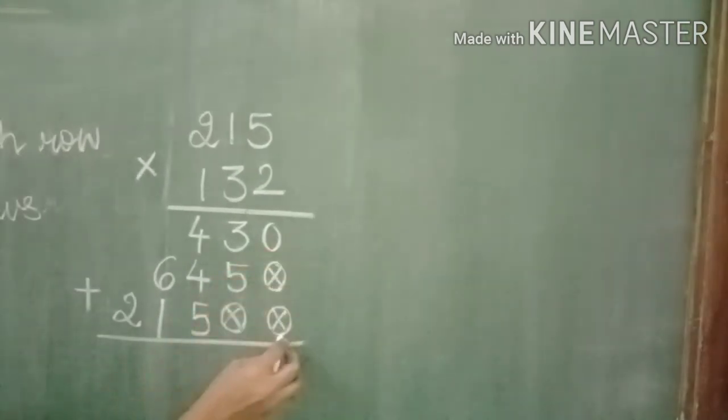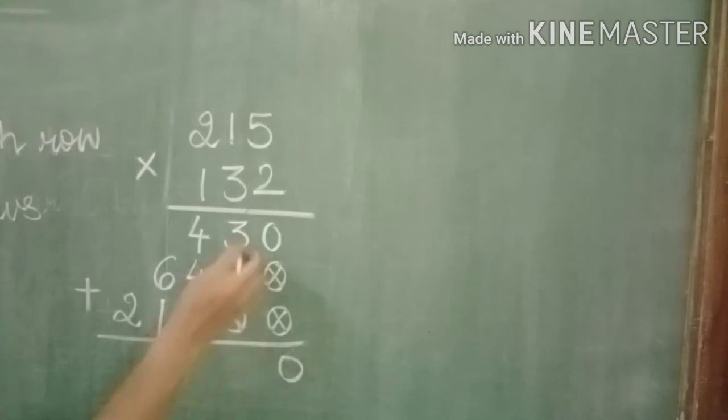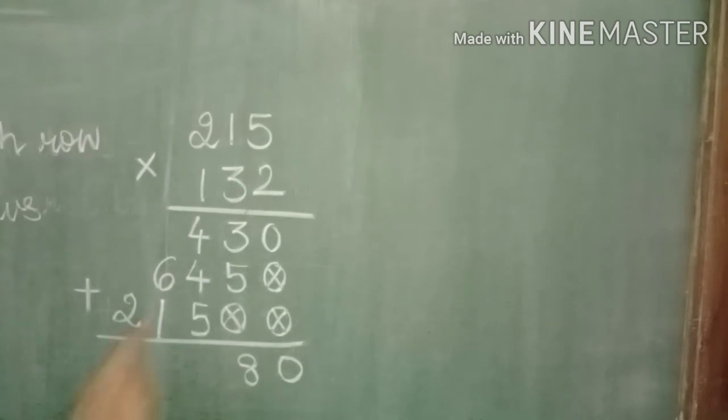Now 0 plus 0 plus 0 becomes 0. 3 plus 5 plus 0 becomes 8. 4 plus 4, 8. 8 plus 5 becomes 13. 3 written down, 1 should be carried mentally. 6 plus 1, 7, 7 plus 1 becomes 8, and 2 because no numbers have been written. So what is the final answer? The final answer is 28,380. Now let's write it in words.